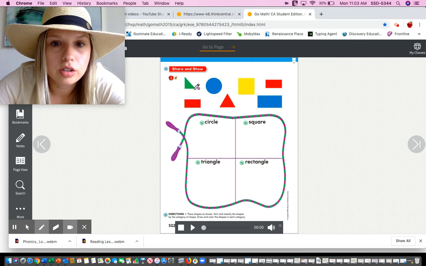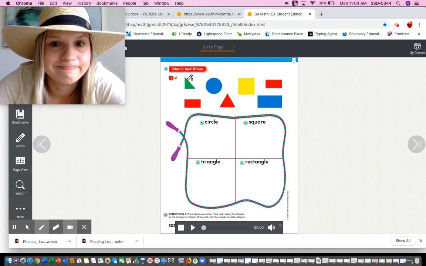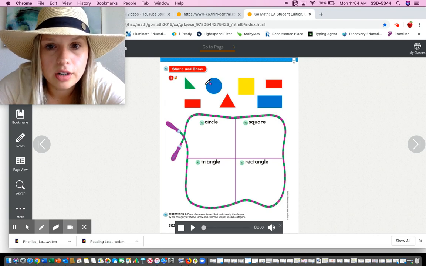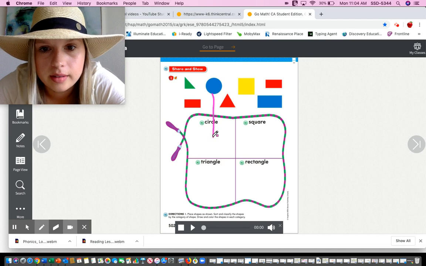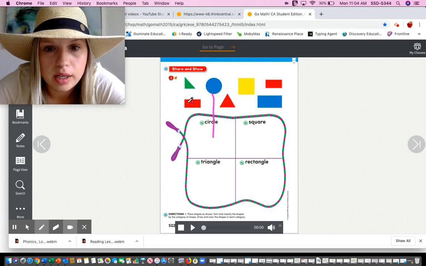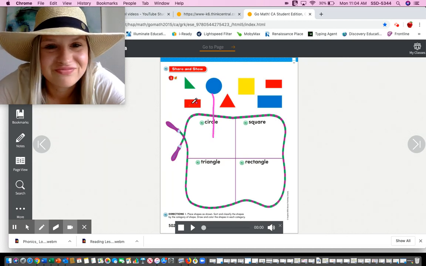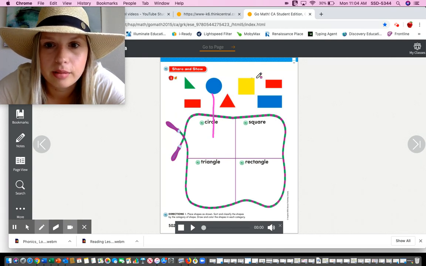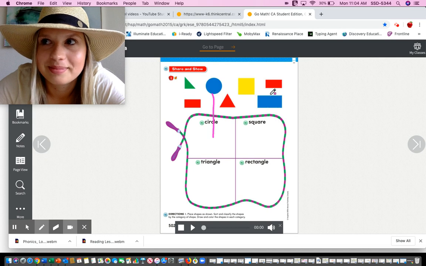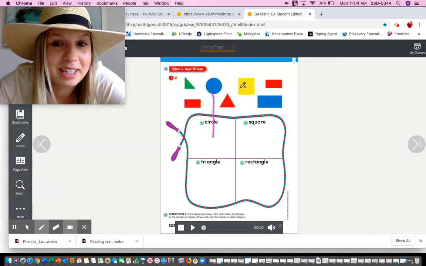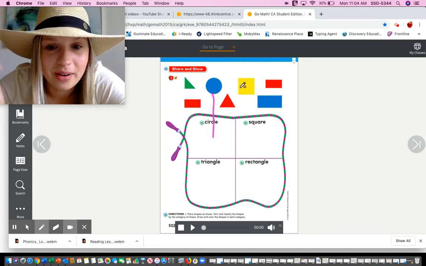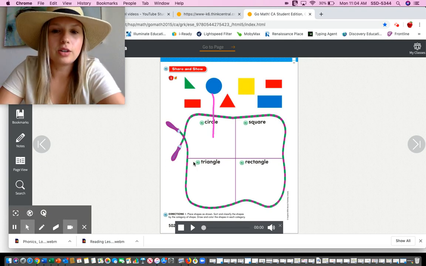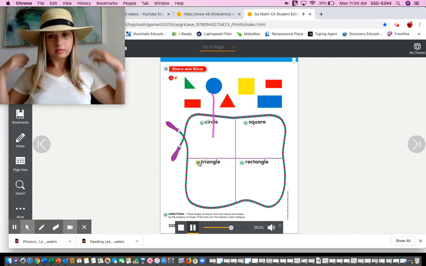Is this a circle here? It has 1, 2, 3 sides. Is this a circle here? It's round. Yep. Okay, draw a line. What about this shape here? Is that a circle? What about this one? Oh, you guys are way better than me. Okay, I don't see any more circles, do you? Okay, we're moving on. Let's go down to triangle.